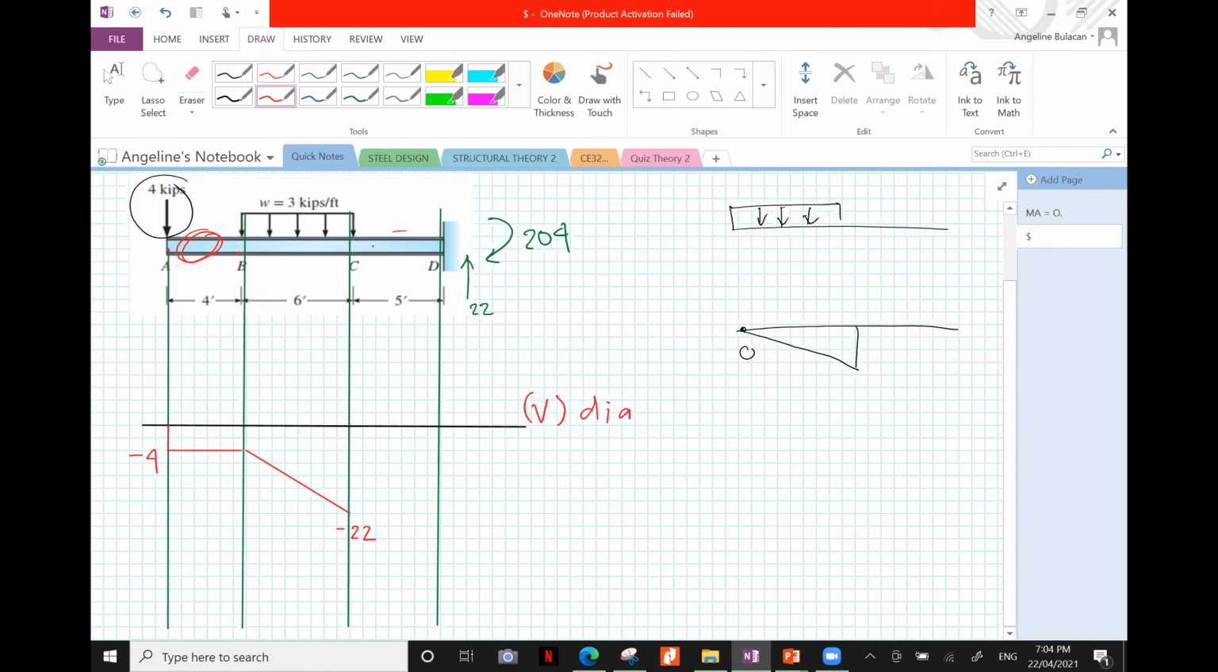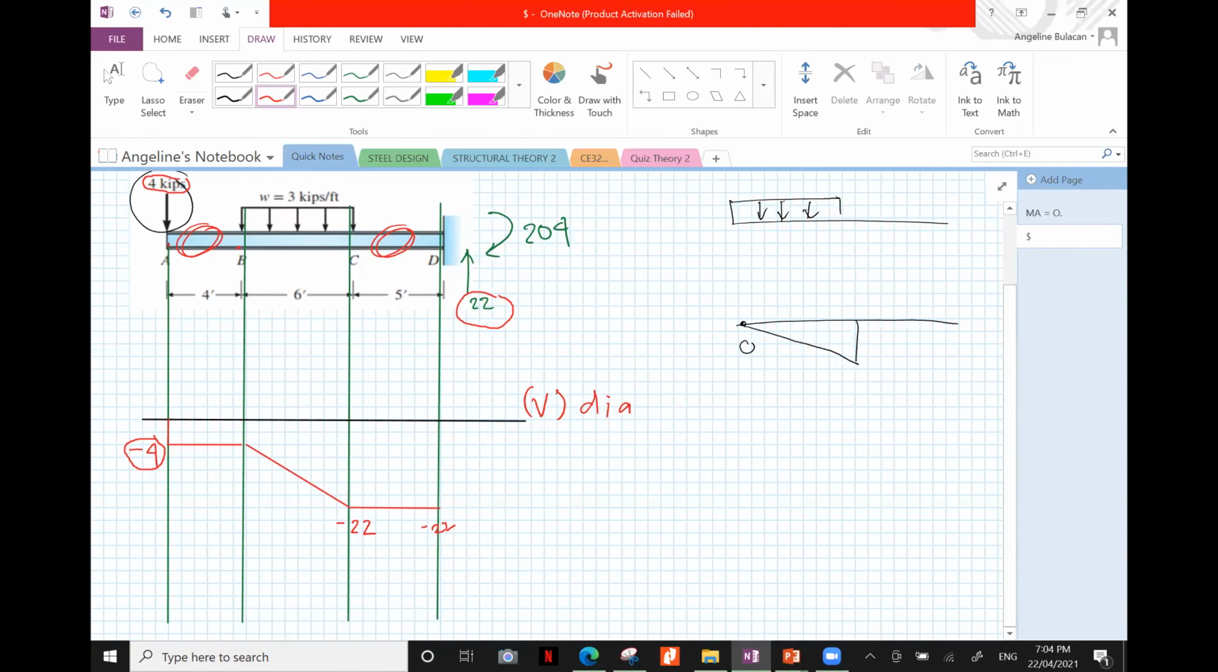Tapos, yung C to D natin, wala ulit siyang load. So, yung negative 4 natin, consistent siya from C to D. Now, always remember, kapag ganitong concentrated load, yung 4, magre-reflect siya dito. Negative 4. Yung negative 22, magre-reflect siya sa reaction. So, tama. So, ito na yung ating shear diagram.